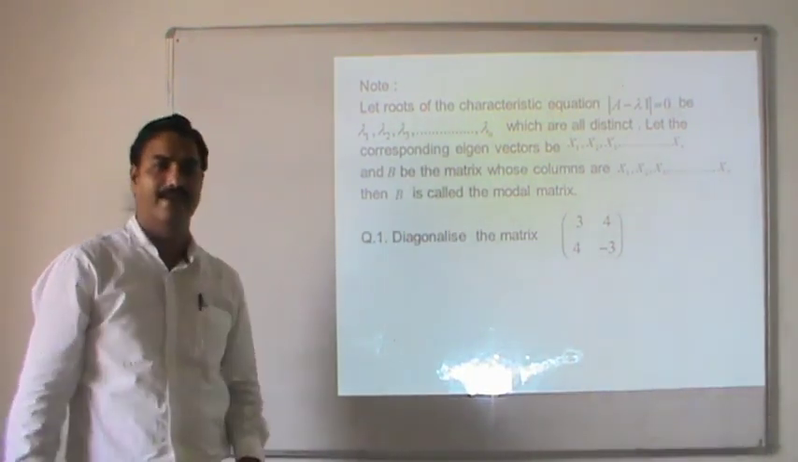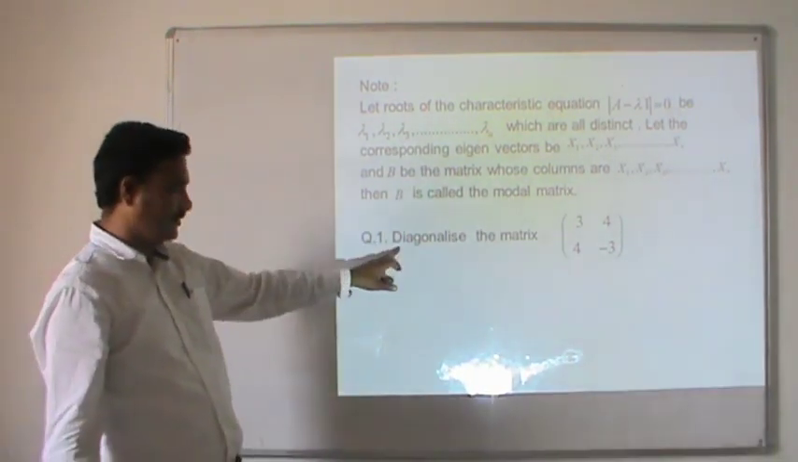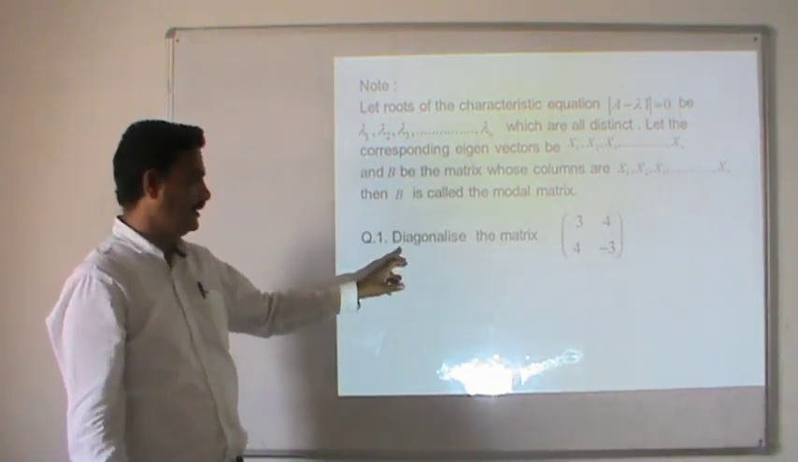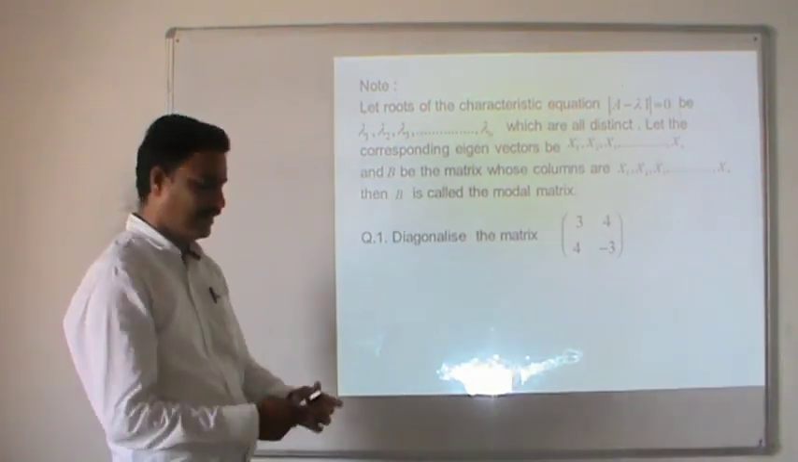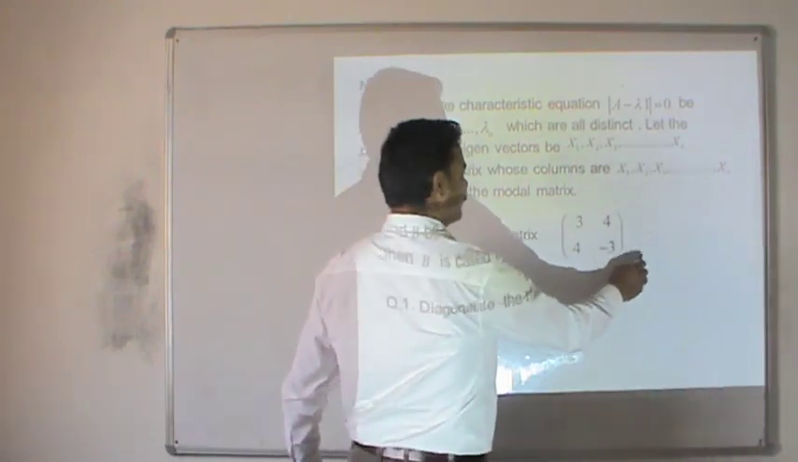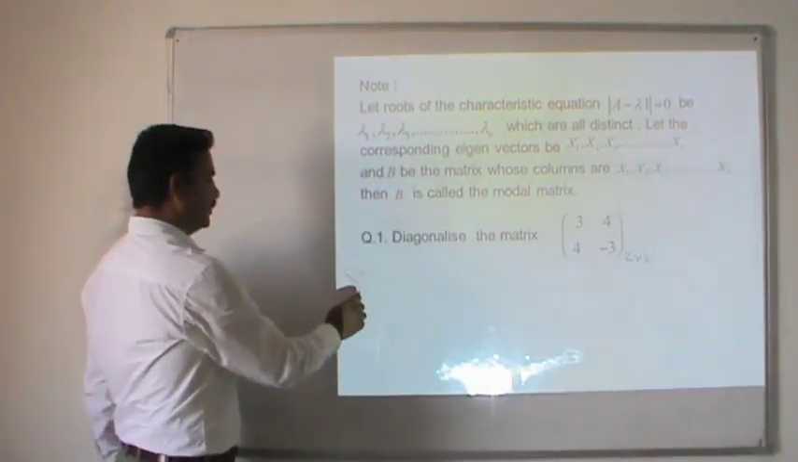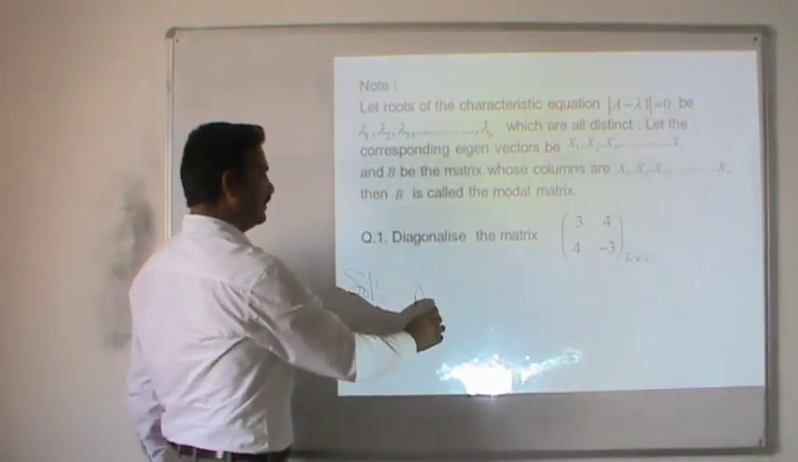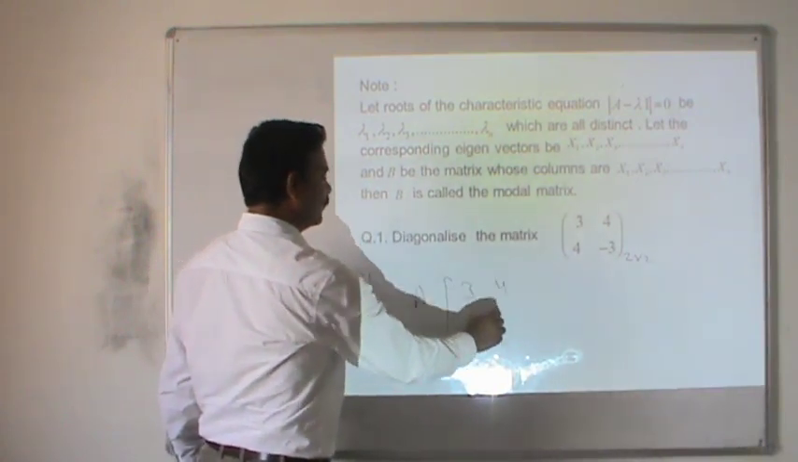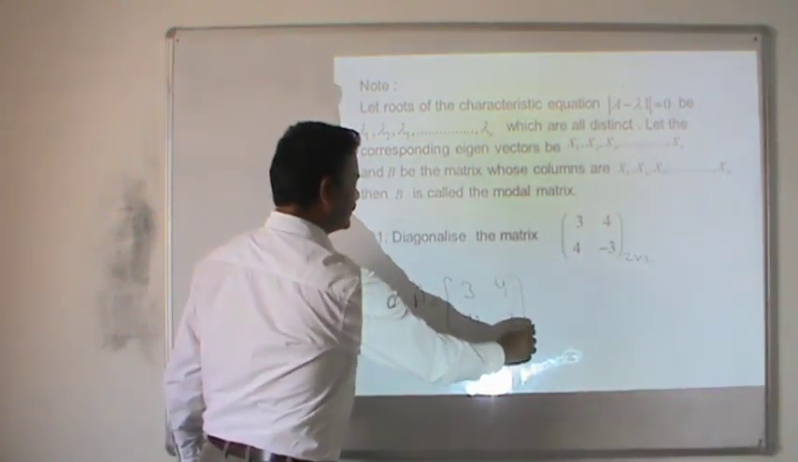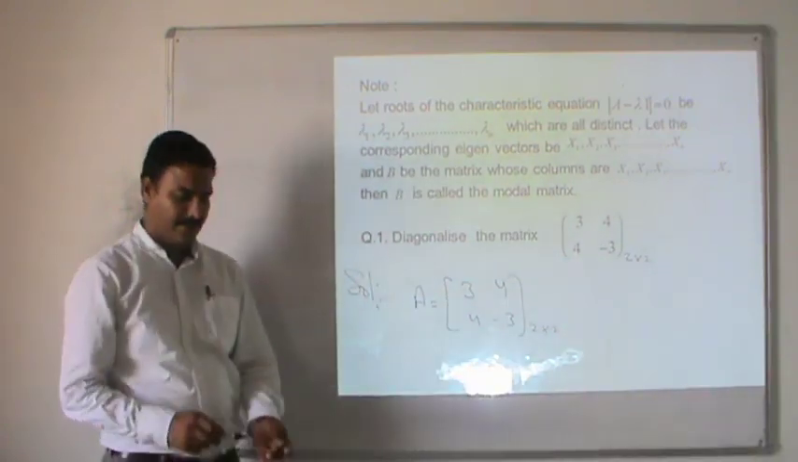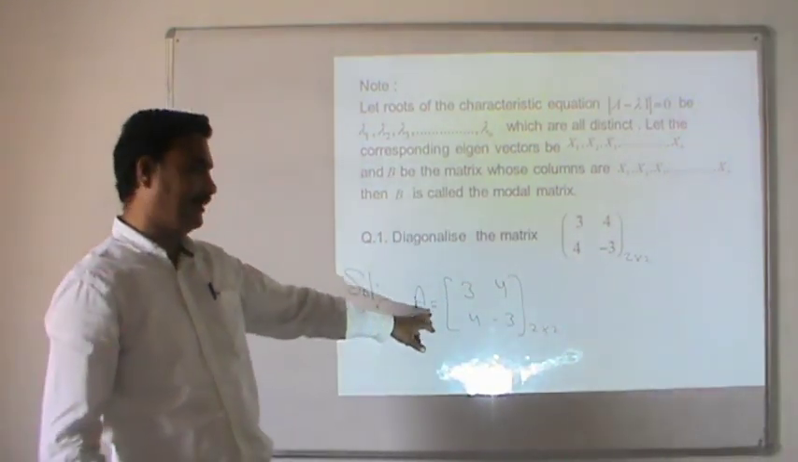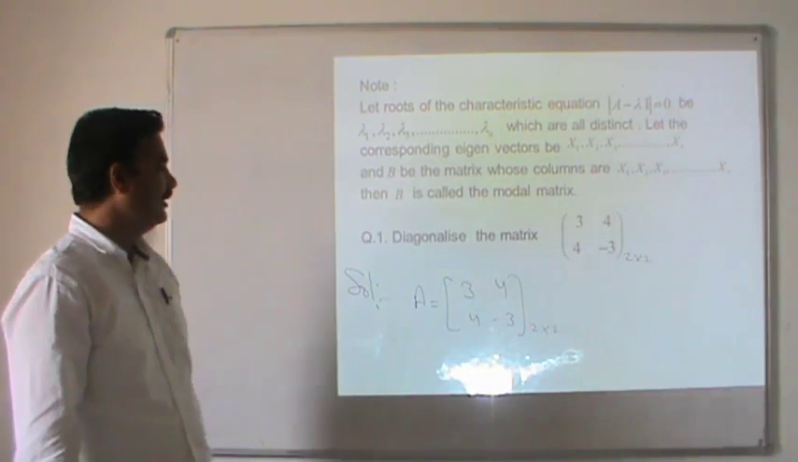Now let us consider an example which illustrates the diagonalization process. Let us diagonalize the 2 by 2 matrix A equals 3, 4, 4, minus 3. This is a 2 by 2 square matrix, and we have to diagonalize it.